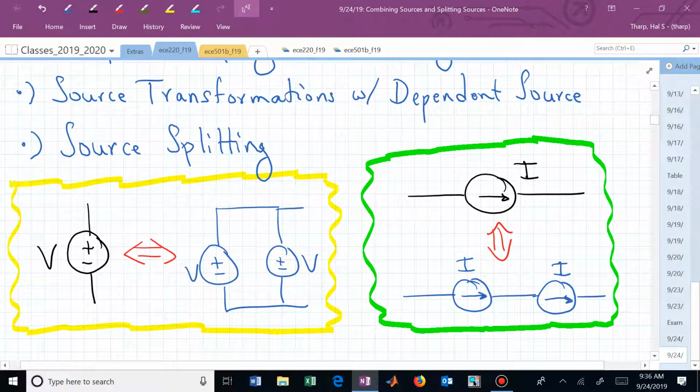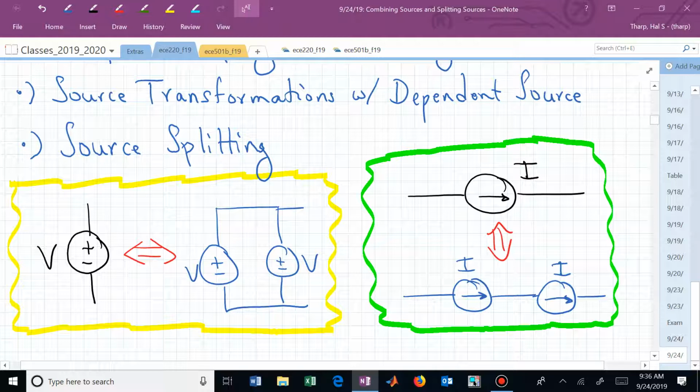We can also split sources, meaning maybe to make your analysis easier, you might want to split a voltage source, and this will make more sense when we work through an example. Hopefully it's clear that what's on the left in this voltage source equivalent is consistent at the terminals as it is on the right.